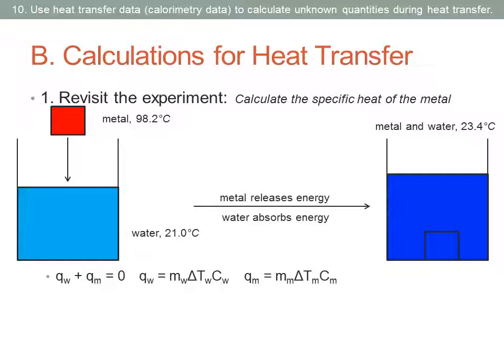Here's what we know. We know that whatever the heat absorbed by the water is, plus the heat that's released by the metal, is going to equal 0. And here's how we would calculate those Q values for both of them.